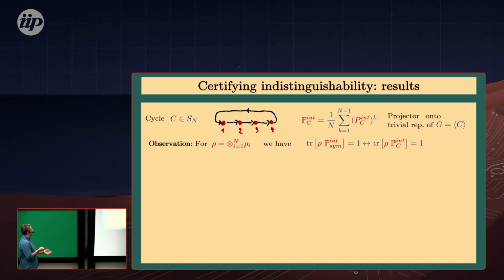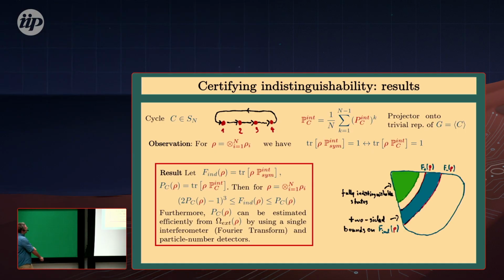So let's develop this observation further, and it's our first result. Recall that this fidelity to the closest indistinguishable state is given by the expectation value of this projector. And now let's look at the projector onto this trivial cyclic space. Then for product states, which means independent sources physically, we have two-sided bounds on this fidelity.